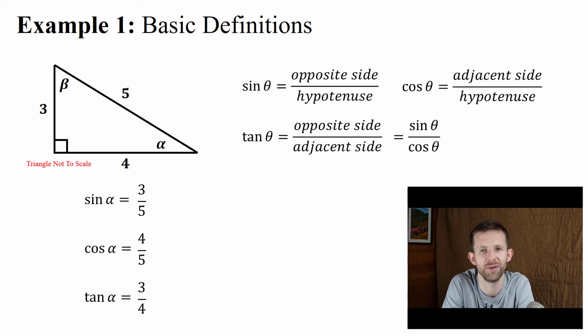So that's how we can use sine, cosine, and tangent, along with inverse sine, inverse cosine, and inverse tangent to solve right triangles. Now, if you don't have a right triangle, it's a little bit trickier, but we'll worry about that next time.